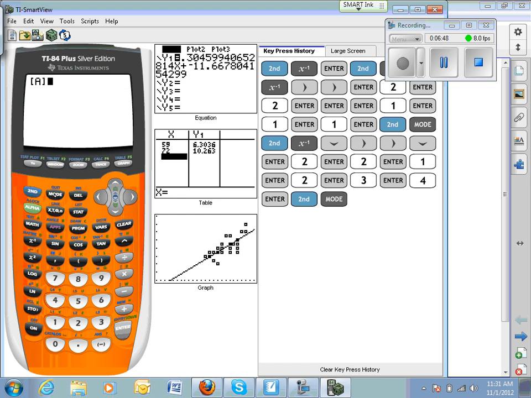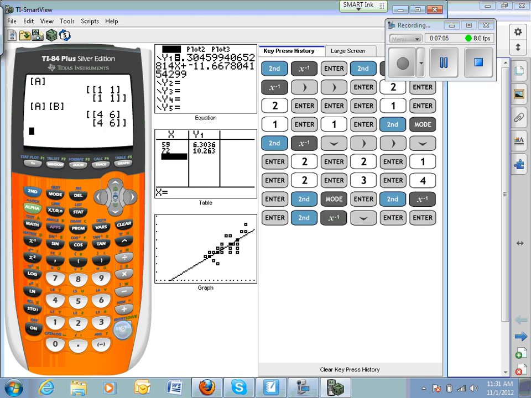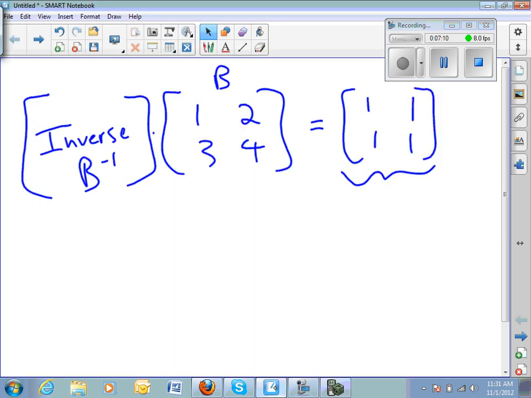So, if A is the multiplicative identity, then if I take matrix A times matrix B, then I should get matrix B back, right? I mean, it shouldn't change matrix B. If I take this matrix times this one, I should just come right back to this matrix, but this is really the identity.